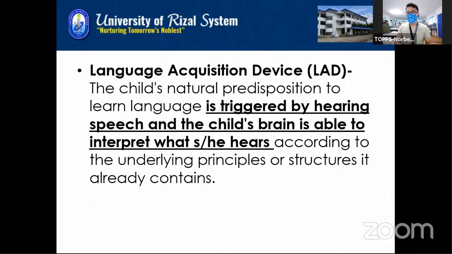Okay? So this is now the term that Chomsky proposed, the language acquisition device. So ano 'tong language acquisition device that is always mentioned when we are talking of language acquisition, especially during Prussian's discussion. If you will be discussing Prussian, Prussian will be discussing the LAD. Based on Chomsky's view, the child's natural predisposition to learn language is triggered by hearing speech, and the child's brain is able to interpret what he or she hears. So yung mga bata daw, kahit tayo nagsasalita, they have this natural capability to get that information in their brain. It's just that they cannot verbalize it, pero kapag sinasabi natin yan, na-store na raw sa utak natin.